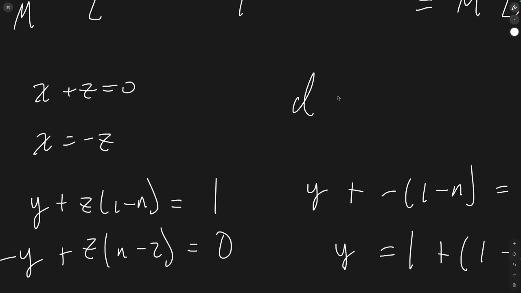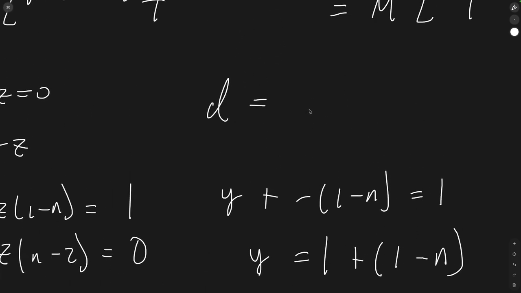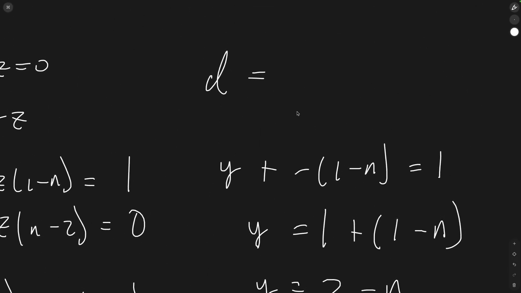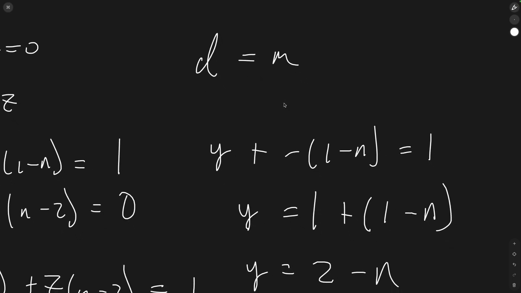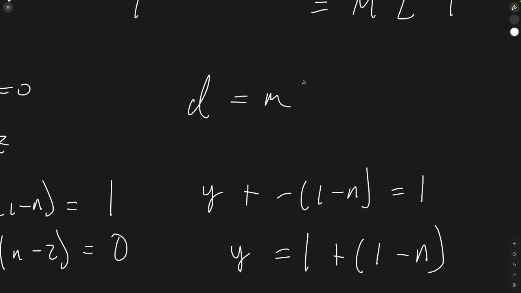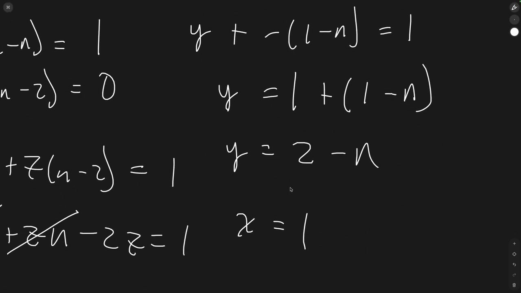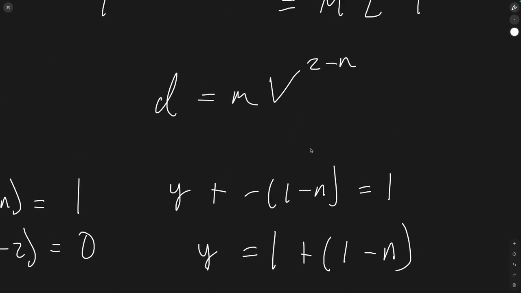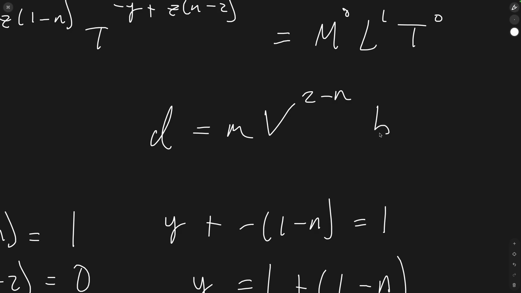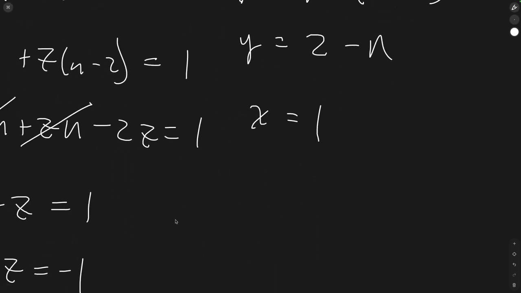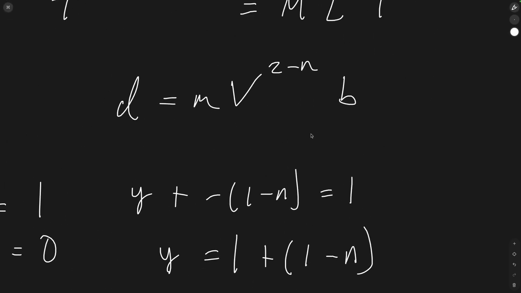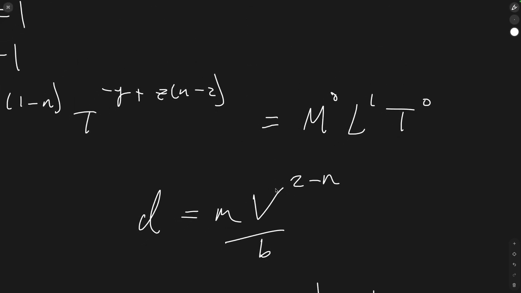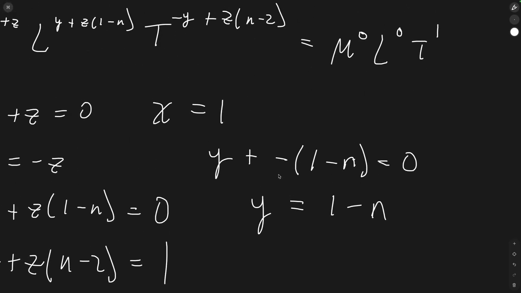So I know that the stopping distance is going to be m to the 1. That's just m. And initial velocity to the 2 minus n. And then the b constant to the z being negative 1. I'm going to put that on the denominator. So it's pretty similar, but our initial velocities are different, right?